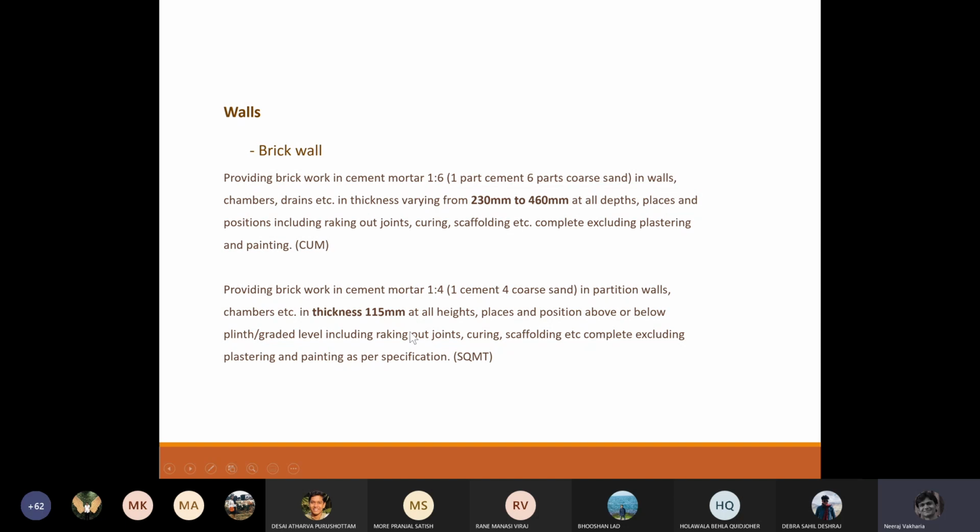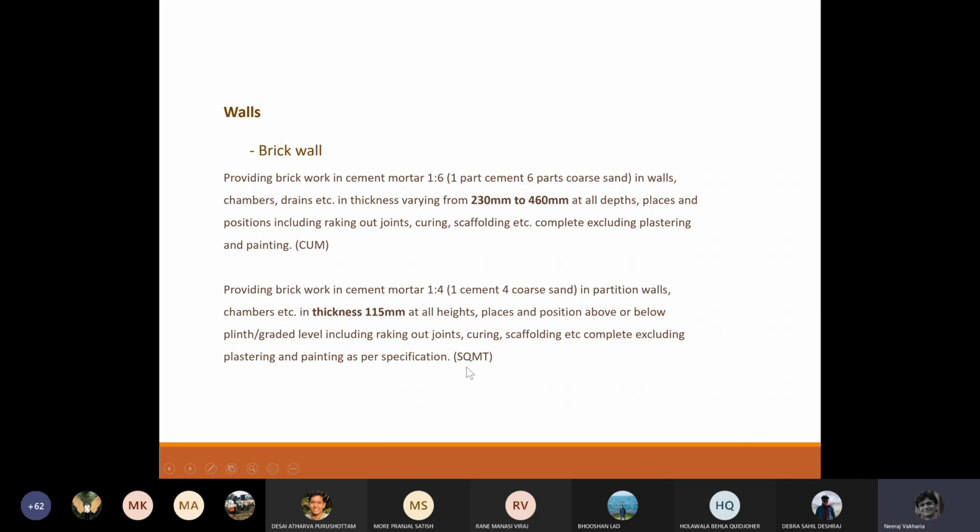If we just consider a burnt brick half brick wall, the thickness is 115. I hope you all know. So this is generally a 4-inch thick wall or 115 thick wall, and 150 becomes a 6-inch thick wall. That is again in cubic meter. Only the 4-inch thick wall or 115 thick wall is considered in square meter.